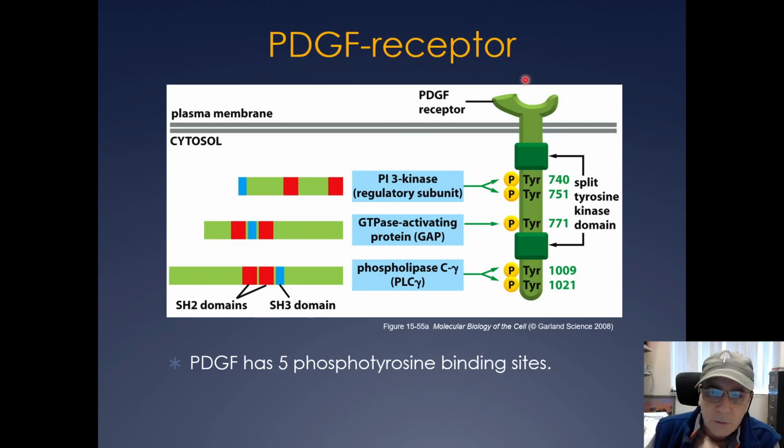So when the platelet-derived growth factor has bound to the receptor, you'll get transphosphorylation. And there's all of these tyrosine residues where the phosphorylation occurs, and different subunits will bind here. You have a PI3 kinase, which will bind, and then a GTPase activating protein, or a GAP, as well as phospholipase C. And what allows them to interact with these phosphotyrosines are these SH2 domains. So the SH2 domains will interact with the phosphotyrosines.